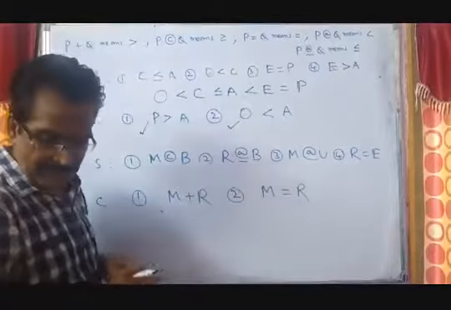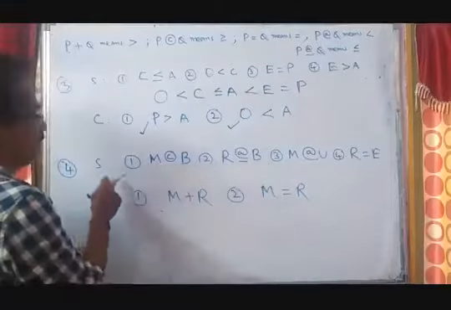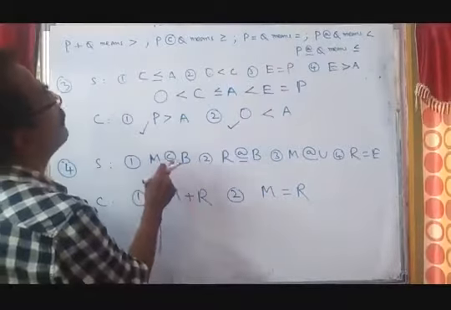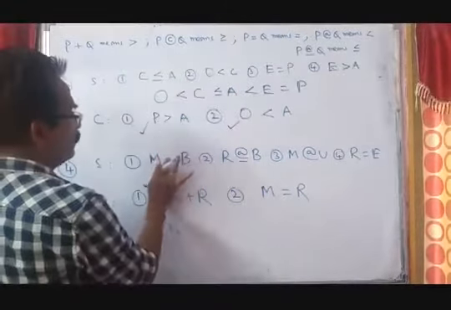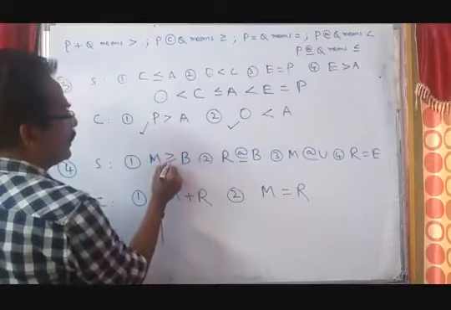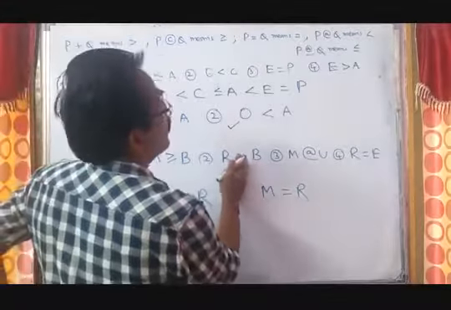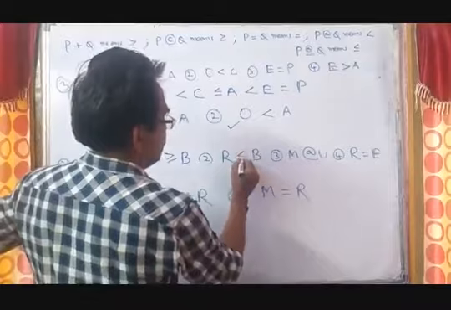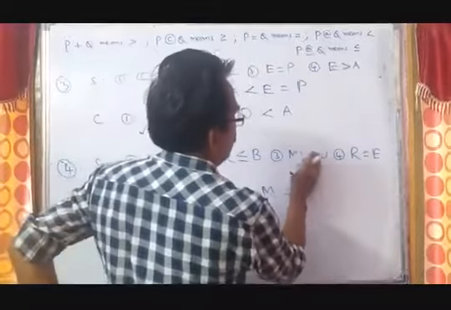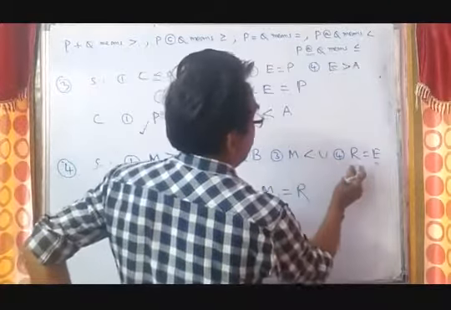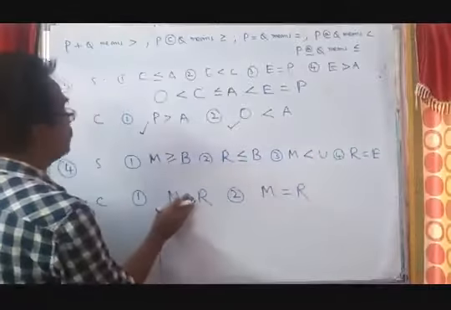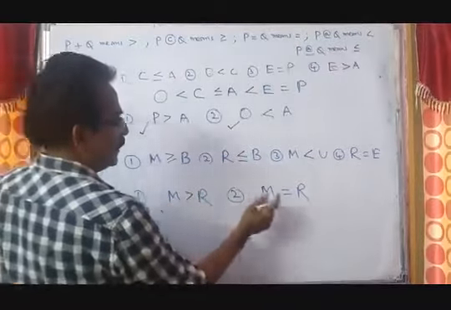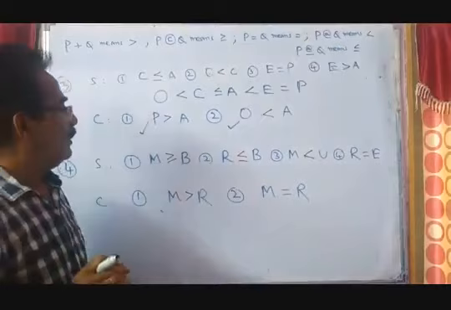Okay. Now let us see the next one, the fourth question. The copyright symbol means greater than or equal to, underscore at the rate means less than or equal to, at the rate means less than, equal to means equal to, plus means greater than, equal to means equal to.